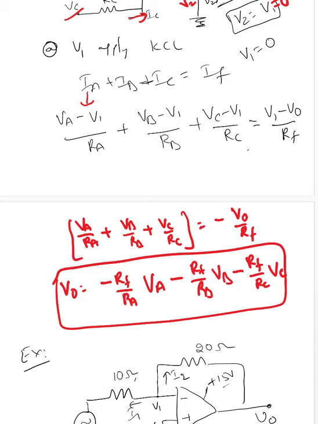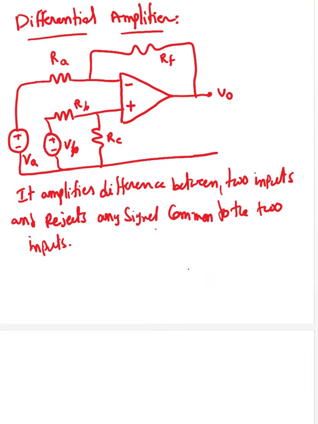My next topic is differential amplifier. Here is the next example. A differential amplifier amplifies the difference between the two inputs. So I have two inputs, VA and VB. It amplifies the signal which is the difference between these two inputs and rejects any signal common to those two inputs. Now I'm going to take the voltage here as V1, the voltage here as V2, and that's V0. Our goal is finding V0.